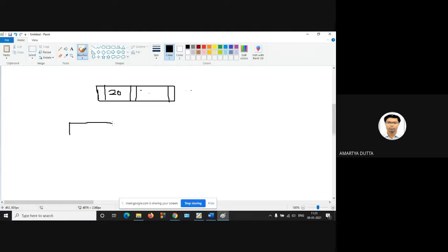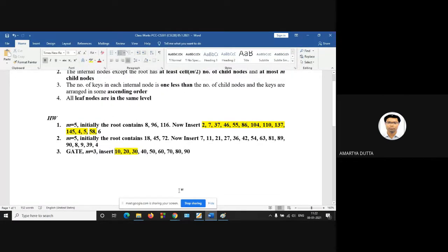So 20 and next. Actually, this is upward splitting. আমি এইভাবে ড্র করছি। সোহম, this is upward splitting. 10 and this is your 30. 10, 30. Complete? Any query? Any doubts? Anyone? So this is less than 20 and this is your greater than 20. Okay. Now insert 40 and 50.